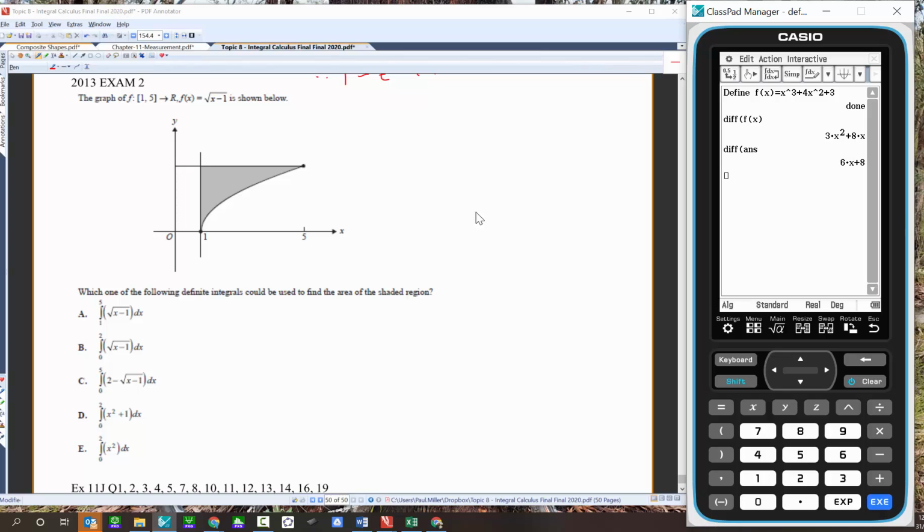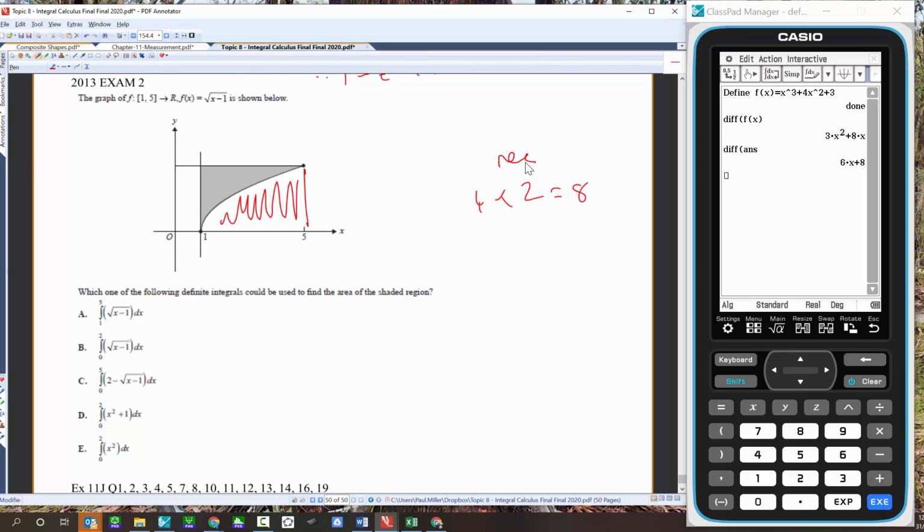What we could actually do is just manually work out the area under the curve, then the area of the box, and do the subtraction to get the shaded area. The width is 5 take 1, that's 4, times the height, which will be f of 5, which is 2. So 4 times 2 is equal to 8.